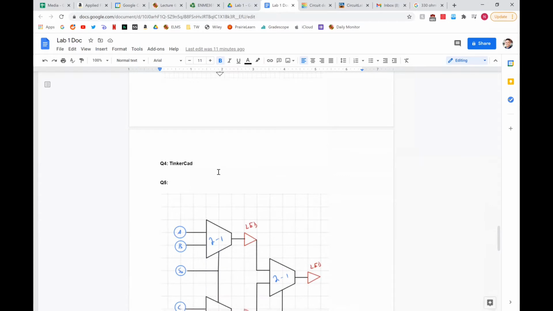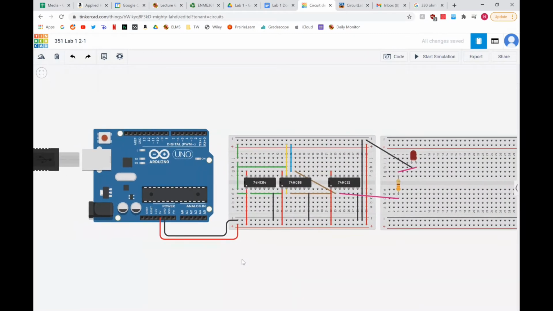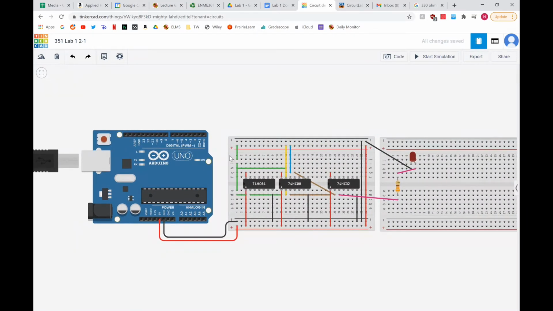And then for question 4, we went over to Tinkercad. So here's my circuit, my virtual circuit for the lab 1. You can see my inverter and an OR gate. And right now, my circuit is in the 1 1 1 state. So if I start my simulation, you could see that the LED is going to turn on. And then I can go through a couple of different situations here where it might be off.